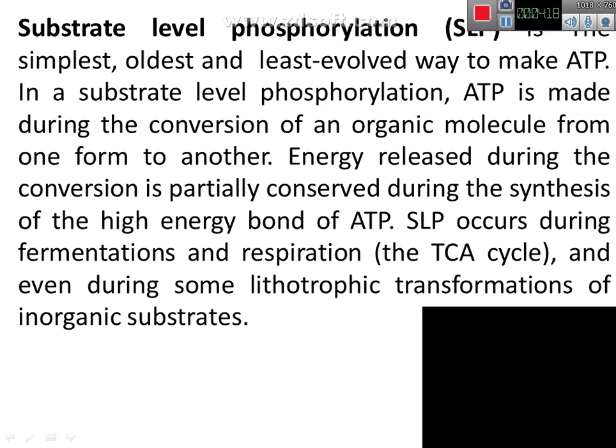So how is ATP formed? When you are converting one organic molecule to another organic form, then you can generate ATP. The energy which is released during the conversion is partially conserved during the synthesis of the high energy bond of ATP. So I will explain it with the TCA cycle. Substrate level phosphorylation occurs in the TCA cycle, it occurs in the fermentation processes. So in lithotrophic transformations also, these lithotrophic organisms utilize inorganic substrates.